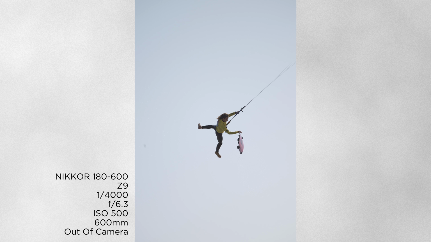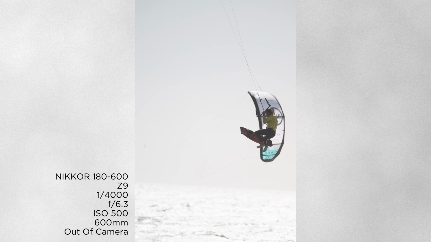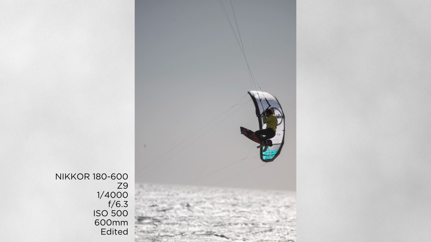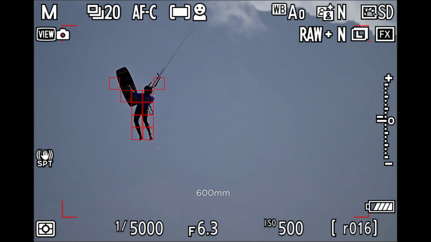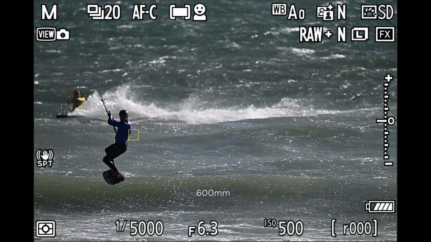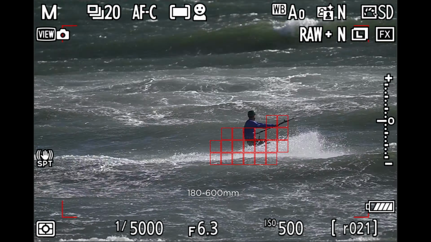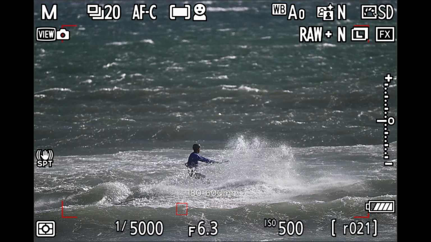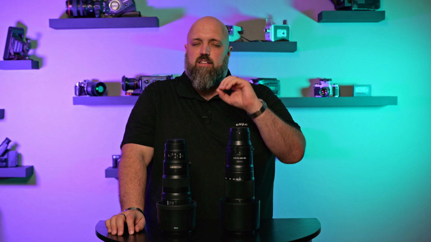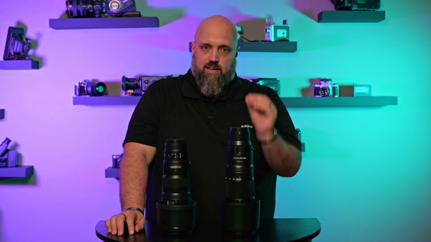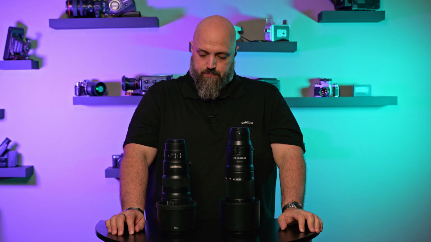The other thing that we noticed shooting with these two lenses, and all the shots that you see were shot with Nikon Z8 and Z9s, so virtually the same camera. The autofocus with the 600 6.3 is marginally better. And I'm saying marginally because it's really, really small, but it is a little bit faster, it's a little bit more accurate than what you get from the 180 to 600 over here. But again, it's a tiny difference.